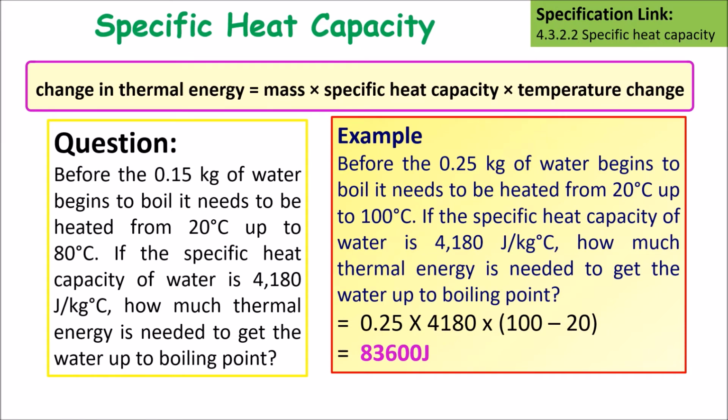So in the second example, before the 25 kilogram of water begins to boil, it needs to be heated from 20 degrees C up to 100. If the specific heat capacity of water is 4,180 joules per kilogram, how much thermal energy is needed to boil the water? Well, we would put all of those variables into the equation, which would give 0.25 times the specific heat capacity times the temperature change, which would give us an answer of 83,600 joules.